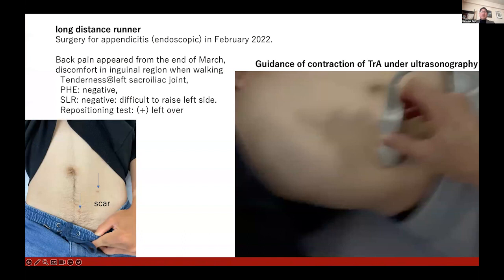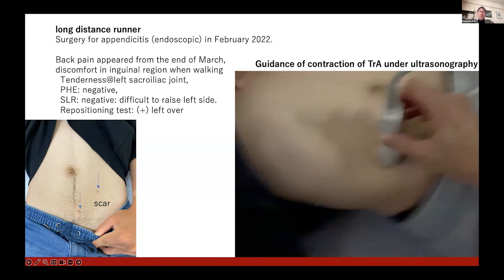And this case is a 21-year-old long-distance runner who developed SIJP after endoscopic appendicitis surgery. He felt discomfort in his groin and during walking. Tenderness was observed in the left SIJ. The repositioning test was positive on the left.